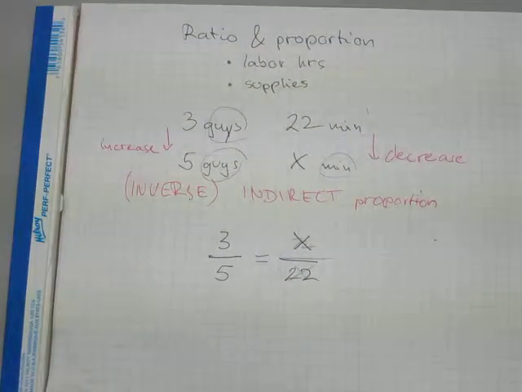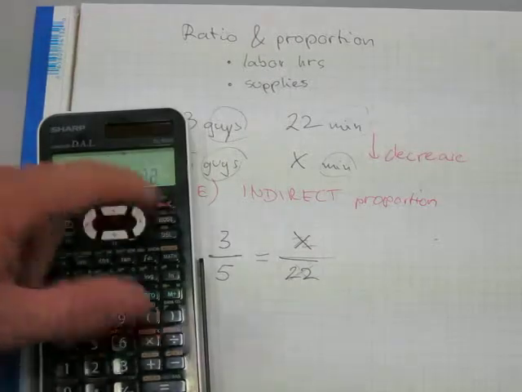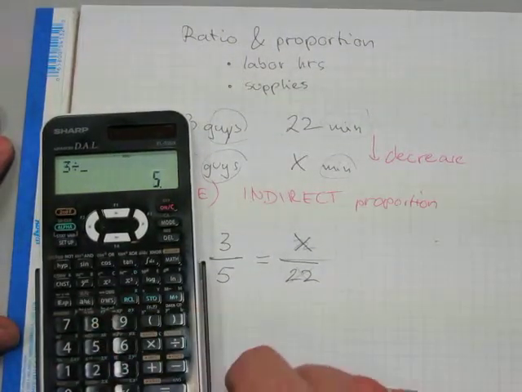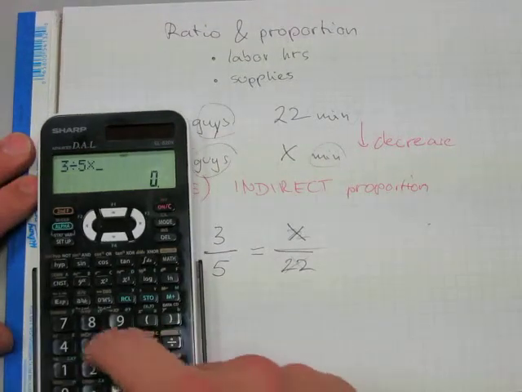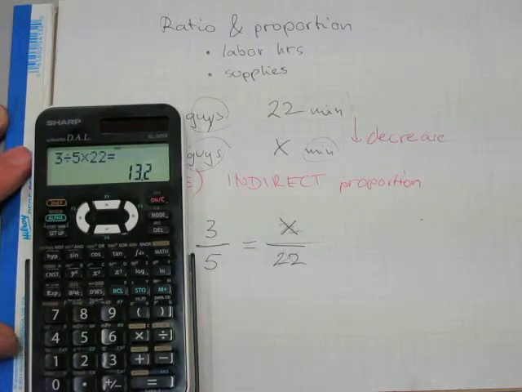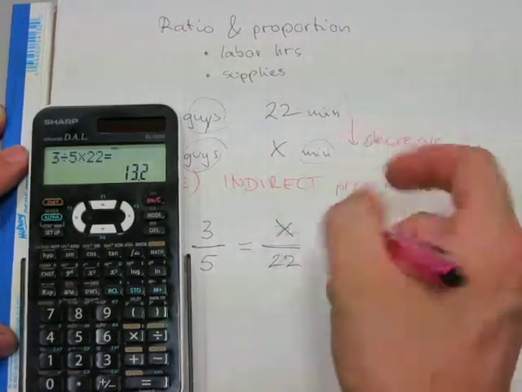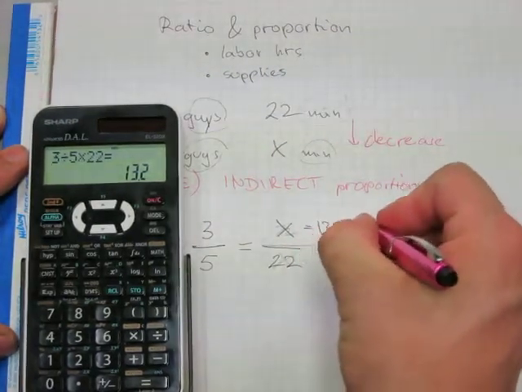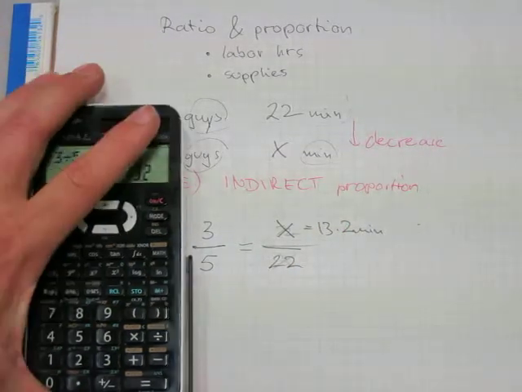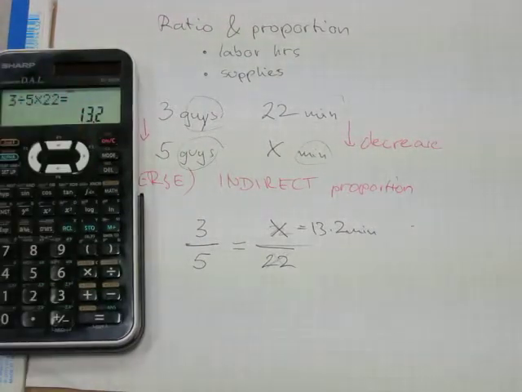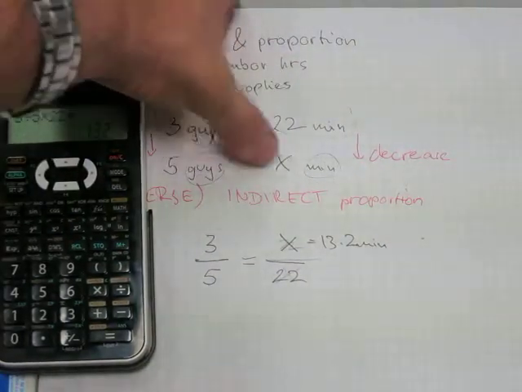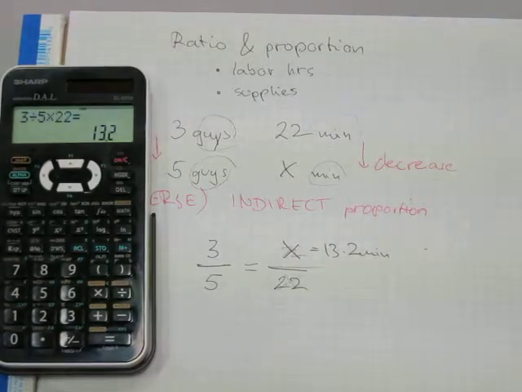Then let's hit the calculator and see what we get out of this. 3 divided by 5 and multiplied by the 22. 13.2. X equals 13.2 minutes. Now let's think about it. Is this making sense? And it kind of does. 3 guys, 22 minutes. If I put more people on it, they finish in 13.2 minutes.